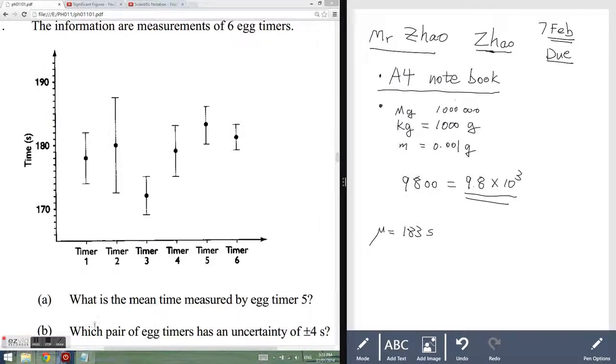Timer 5. The mean is 183 seconds. This symbol here is called mu. It's a Greek letter. It means mean. Mean is your average. Basically, if you write down mu equals this, the average is 183 seconds.